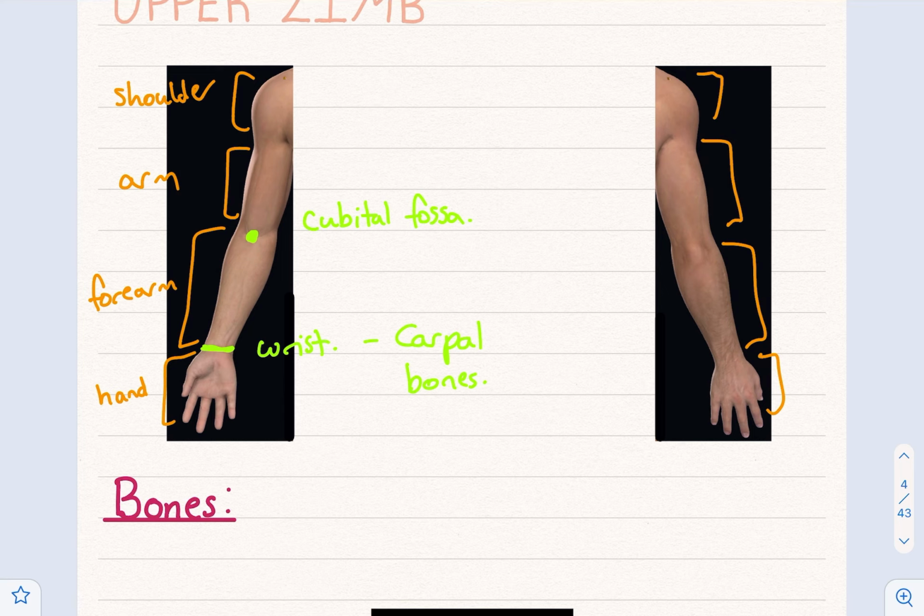Then you've got these bones here. So if these are called the carpal bones, these are called the metacarpal bones. Then the fingers are called the phalanges.